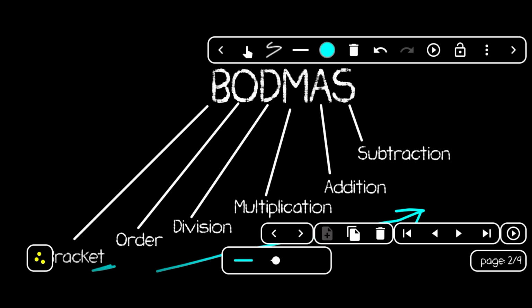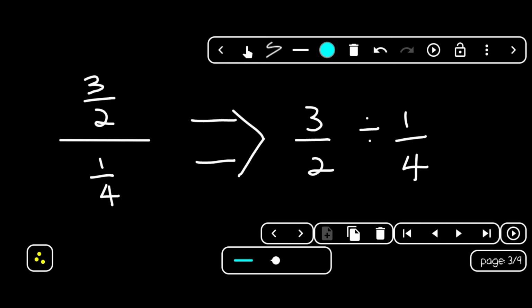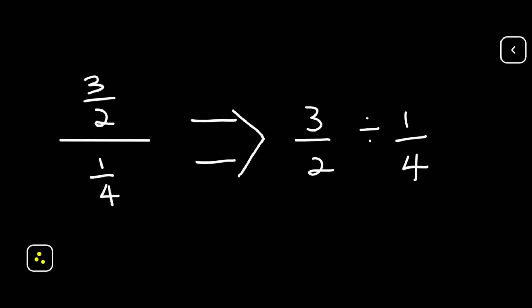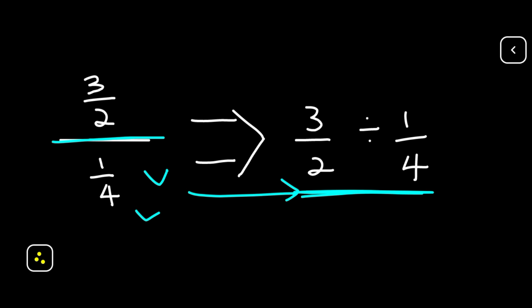Now let's look at another important point. When you see something like this, it's important to know that this sign you see here is a division sign. I put this so that you can understand what to do when you have something like this. 3 over 2 divided also by 1 over 4 is the same thing as this. So just change it to this point. So it's the same thing as 3 over 2 divided by 1 over 4. So it's important to know that.